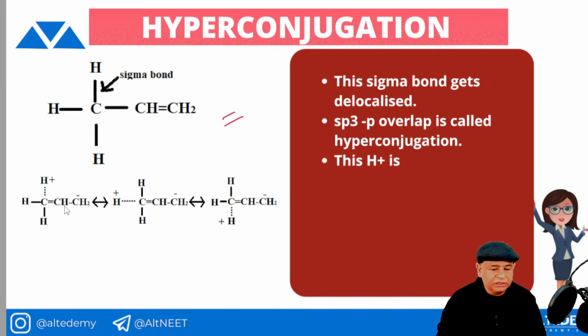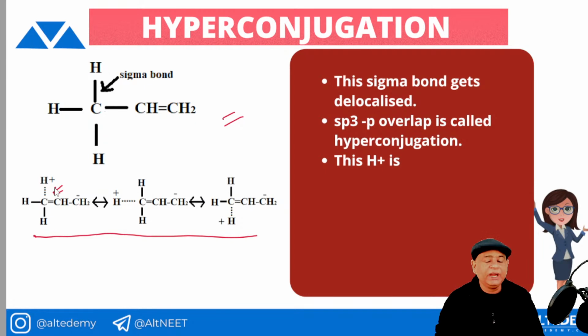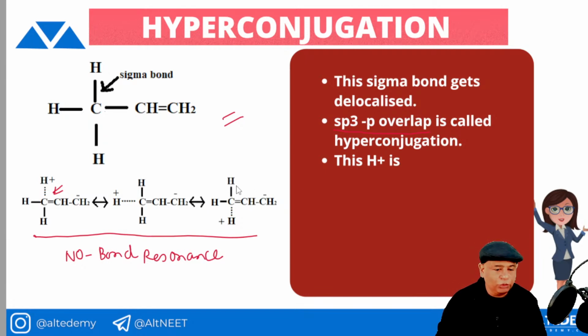In turn, what is happening that I have shown here? What will happen to these various compounds? Look, this carbon has 3 hydrogens attached to it, and one after another, all these hydrogens will be undergoing this kind of situation. It is a situation that we call no bond resonance. It is a type of effect we generally associate with resonance. However, the intensity of the effect of hyperconjugation is much less than that of resonance. So this sigma bond gets delocalized and there is sp3-p overlap, going on.